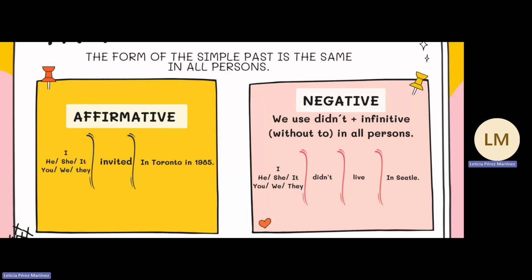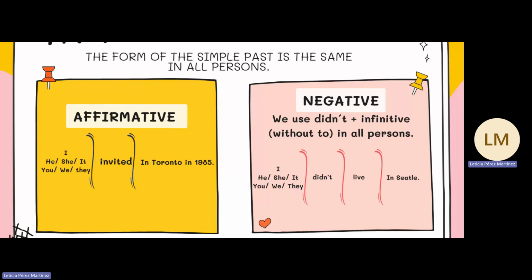Okay, so we're going to begin with the first part, how to form the simple past tense in affirmative and in a negative way. We have here that the form of the simple past is the same in all persons. I mean, you're going to use all the personal pronouns, in this case I, you, he, she, it, we, you, and they. And you're going to use the verb in the same way. I mean, you don't have to add an S if we are talking about a third person, not at all.